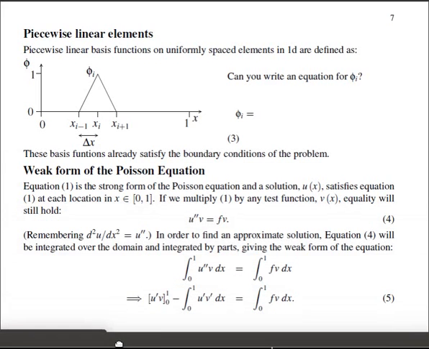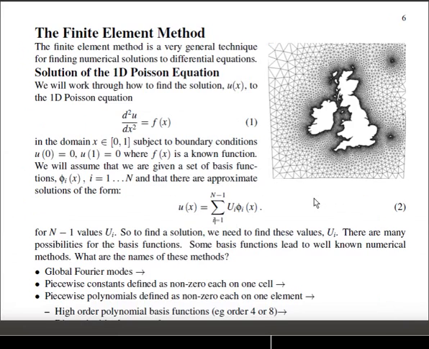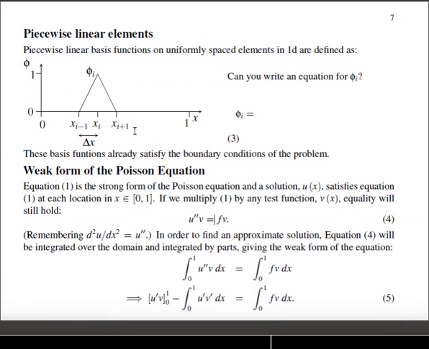In order to find the constants big U, we're going to write the Poisson equation in its weak form, which is always what finite element people do. So equation 1, the Poisson equation, this is the strong form of the equation. We're going to rewrite it by multiplying the Poisson equation by a test function. So I'm multiplying both sides by v. I'm writing the second derivative of u as u double dashed.